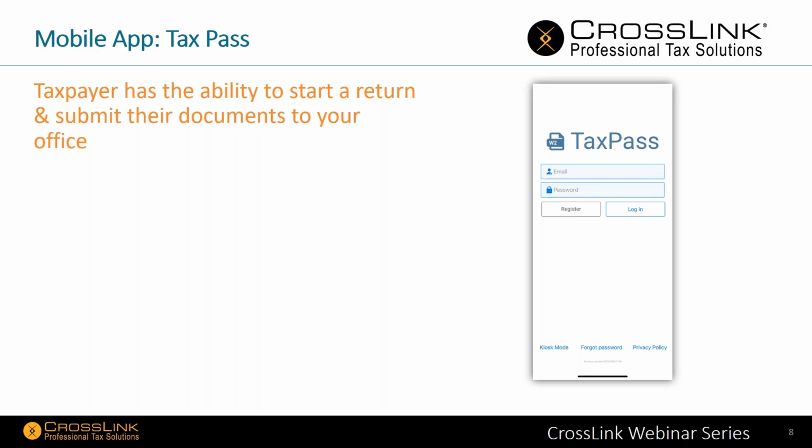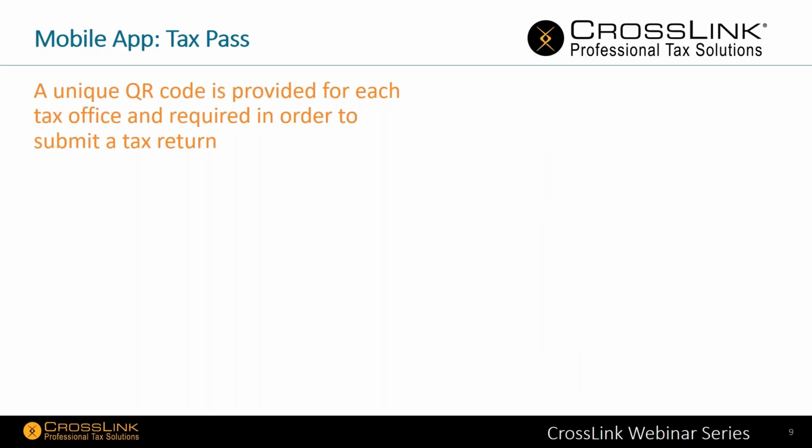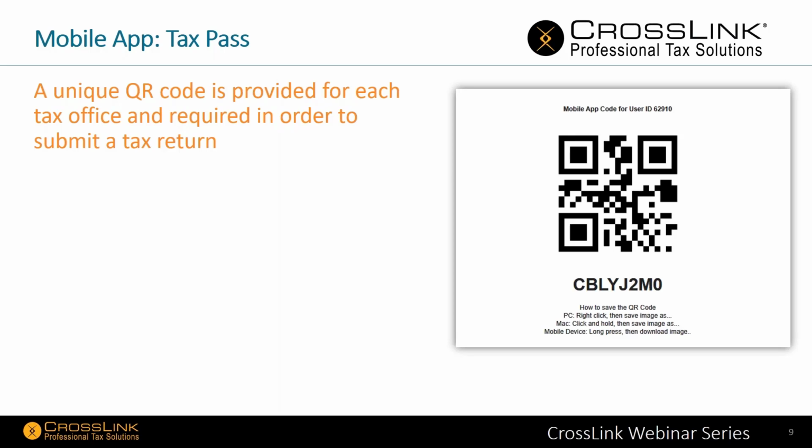TaxPass has the ability for your taxpayer to start a tax return and submit their documents to your tax office. And how does that look? Of course, it's available for Android or Apple phones. They just go to their app store and download the app. What you do need to provide them, as the ERO, the office, is a unique QR code that is provided for each office.